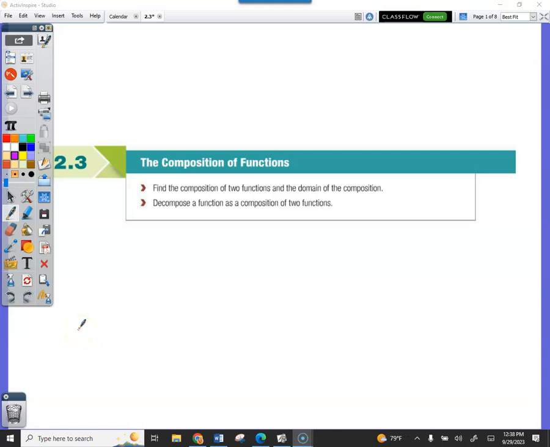Okay, this section is three topics. The first topic is algebraic. The second topic is what everyone's least favorite, domain and range. And then the third topic is decomposition, which again is algebraic.